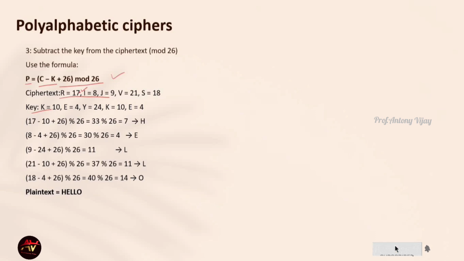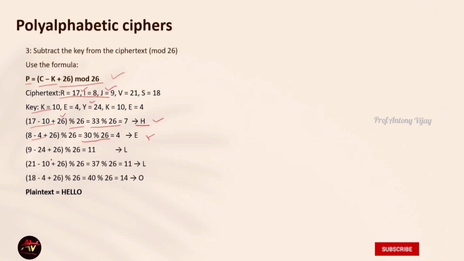The ciphertext is 17. 17 minus 10, C minus K, then plus 26 and mod 26. It is 33 mod 26, which is 7. We are getting H of hello like this. And 8 minus 4 plus 26 equals 30 mod 26, which is E. And 9 means J, and here it is Y.